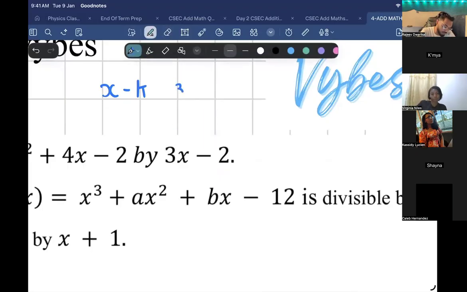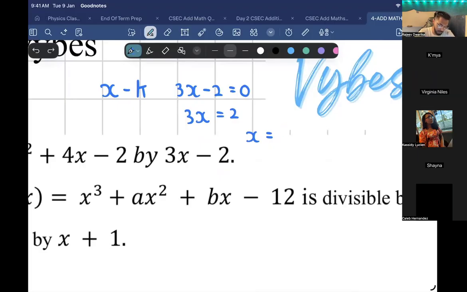When you set this equal to 0, you're going to get 3x is equal to 2, and then x is equal to what? You're going to get what? X is equal to 2 over minus 3. No, 2 over 3. Yeah, we divide them. Sorry. Right, 2 over 3.